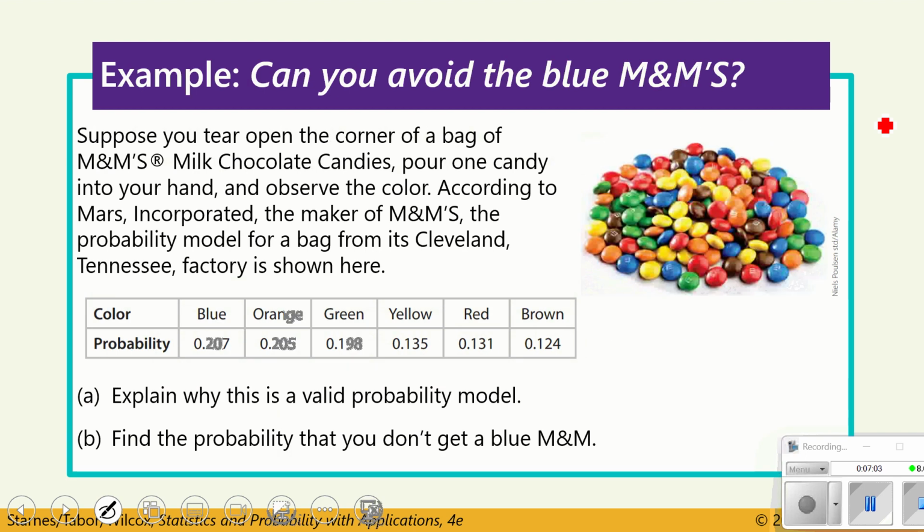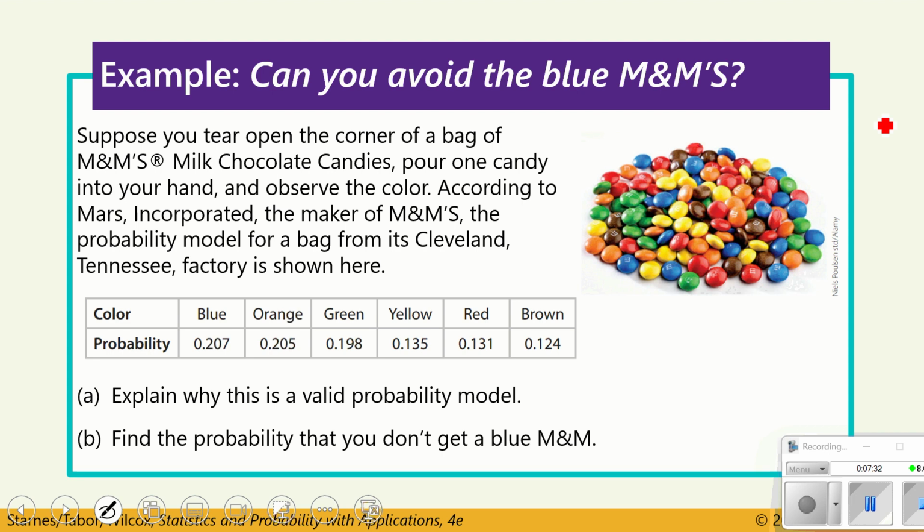Let's suppose we tear into a bag of M&Ms and you pour one candy into your hand. You pour the candy into your hand, you observe the colors. According to Mars Incorporated, the makers of M&Ms, the probability model for a bag from its Cleveland, Tennessee factory is shown here. So the first thing is we need to explain why this is a valid probability model. And then after that, we want to find the probability that we don't get a blue marble.